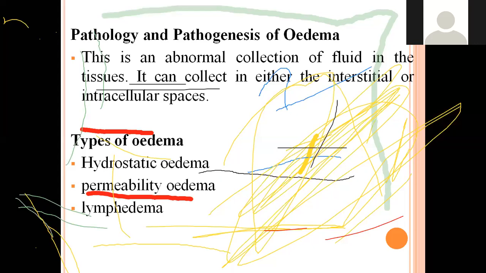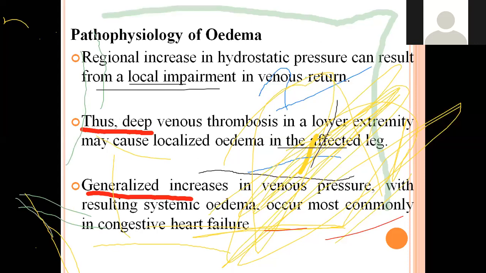So moving on now, we want to quickly look at the pathophysiology of edema. Depending on the cause, there are a lot of mechanisms that will result in edema. But for the sake of this presentation, we just want to look at hydrostatic pressure alone. A regional increase in hydrostatic pressure can result from a local impairment in venous return.